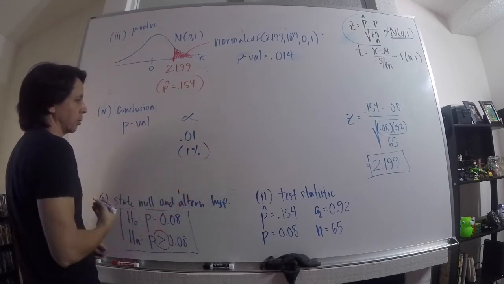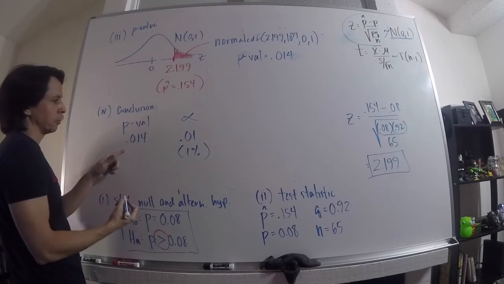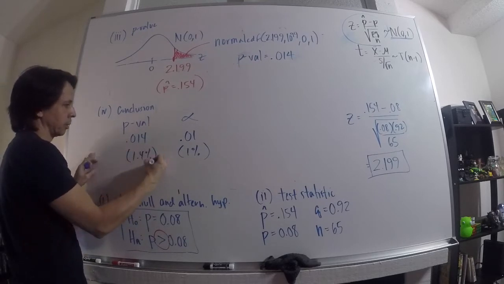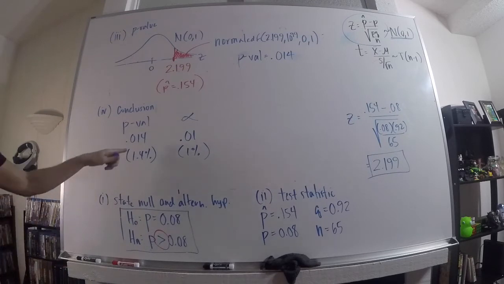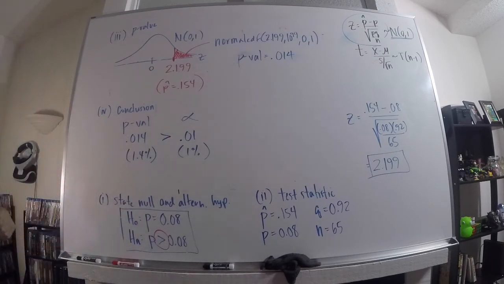1% significance level. Our p-value is 0.014. Again, don't mistake that for 14%. That is 1.4%. Which one is bigger? That one is slightly bigger. And that means that's not enough evidence.